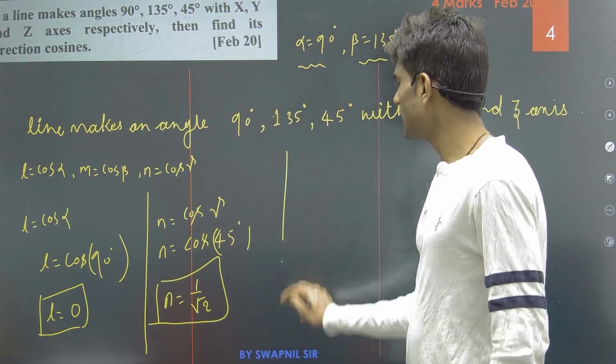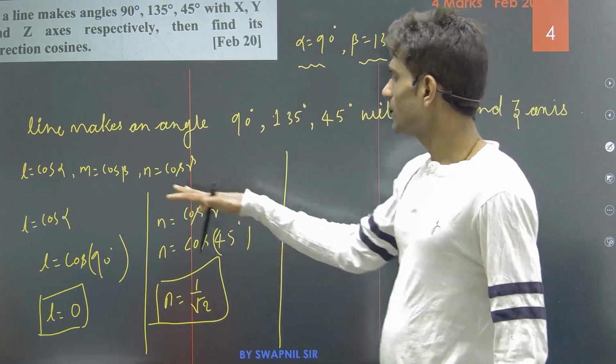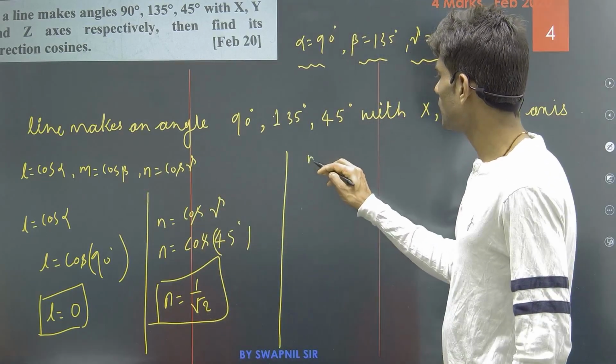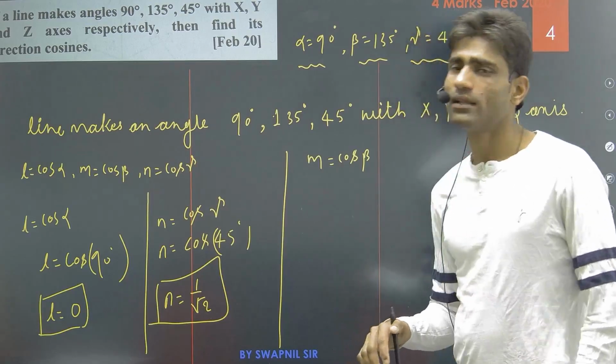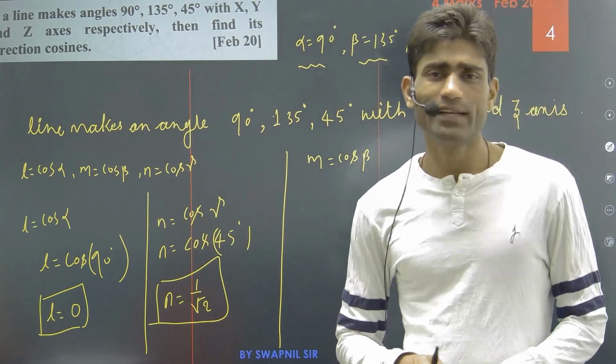Similarly we have to find out the value for M, which is equal to cos of beta. I have taken M equal to cos beta at the end of the calculation intentionally.